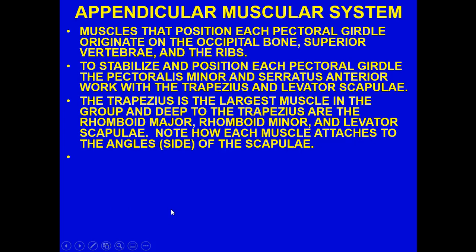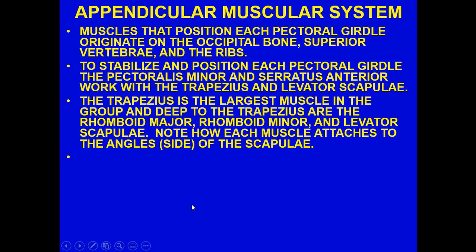Muscles that position each pectoral girdle originate in the occipital bone, superior vertebrae, and the ribs. To stabilize and position each pectoral girdle, the pectoralis minor and the serratus anterior work with the trapezius and the levator scapulae. The trapezius is the largest muscle in the group, and deep to the trapezius are the rhomboid major, rhomboid minor, and levator scapulae.